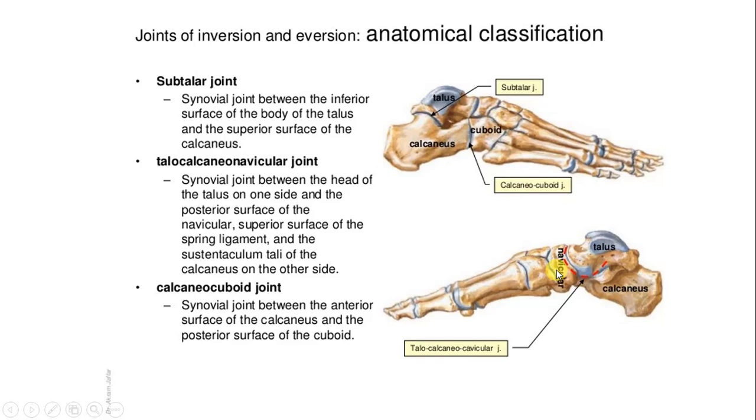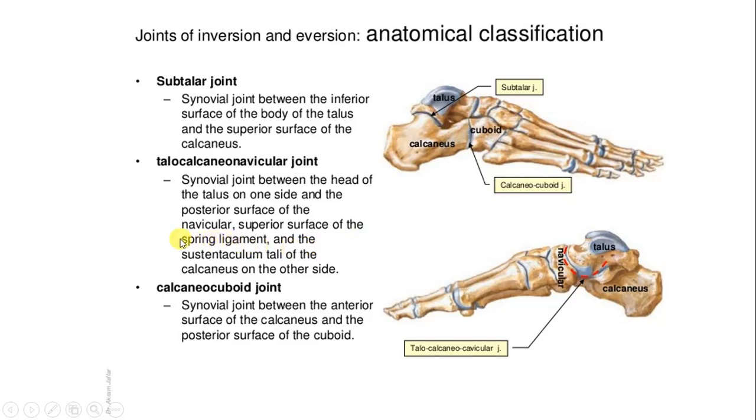Here the head is making a joint with the navicular bone, and posteriorly the body is making a joint with the calcaneum, and a ligament is connecting these bones, which is named the spring ligament. So this spring ligament, navicular bone, and calcaneum bone making a joint with the head and body of the talus bone make the talo-calcaneo-navicular joint.